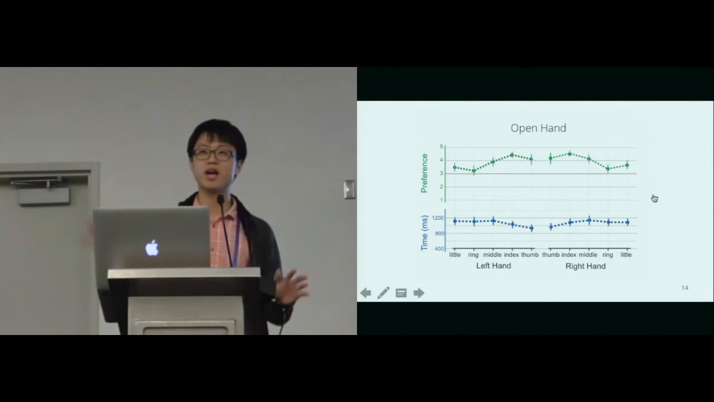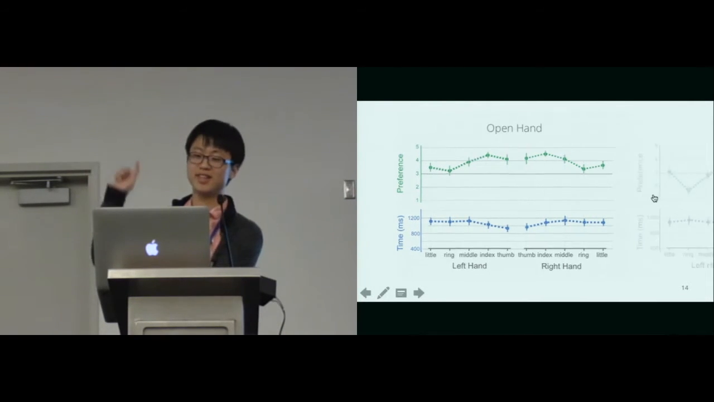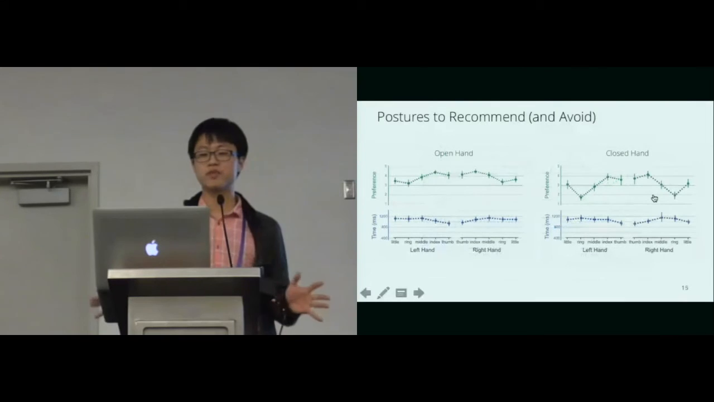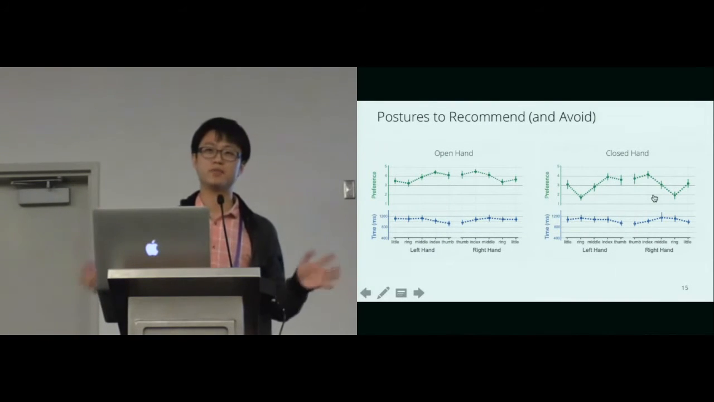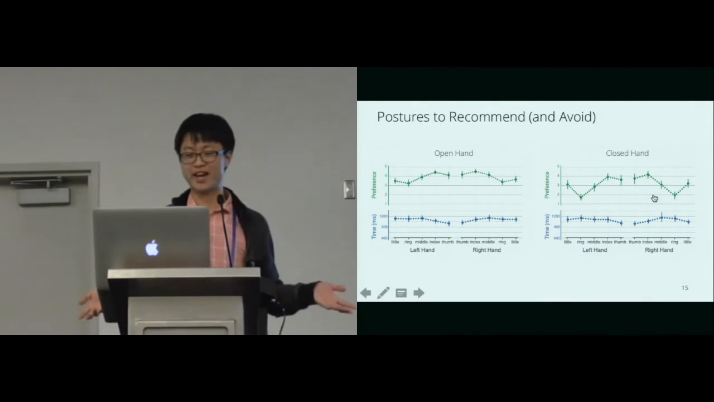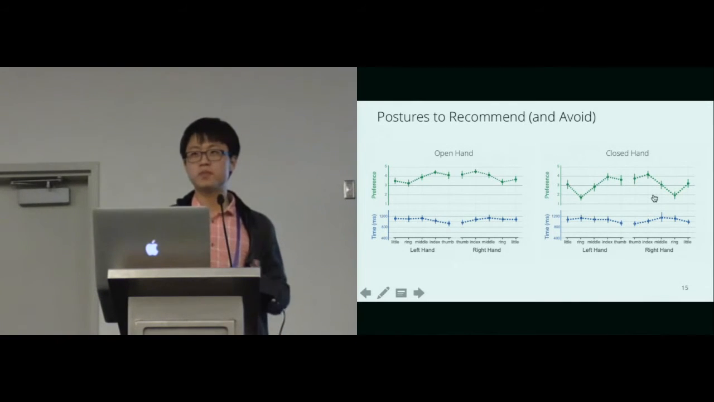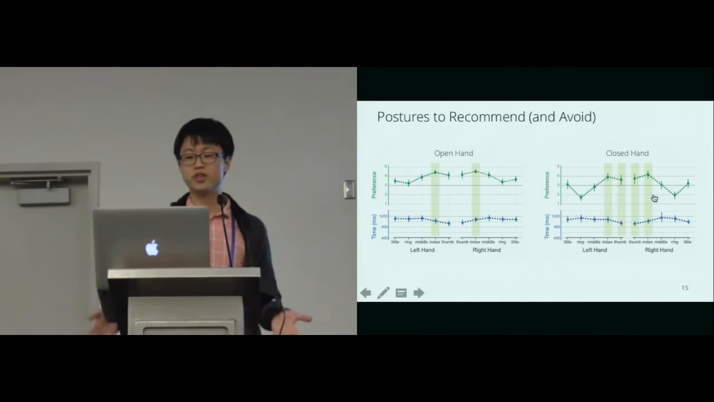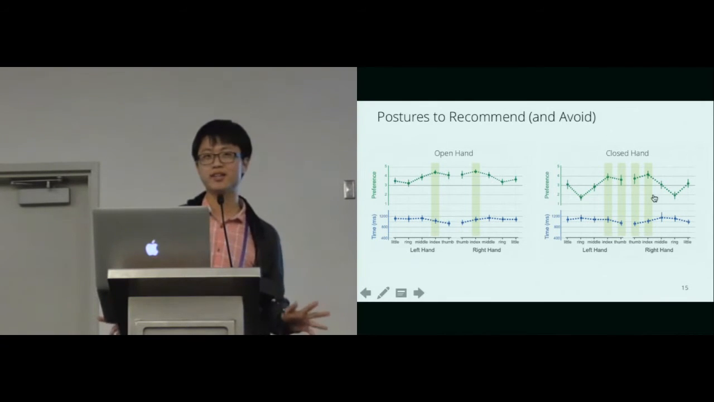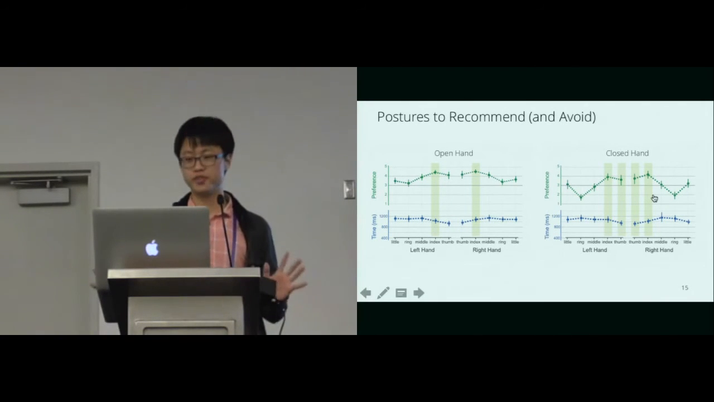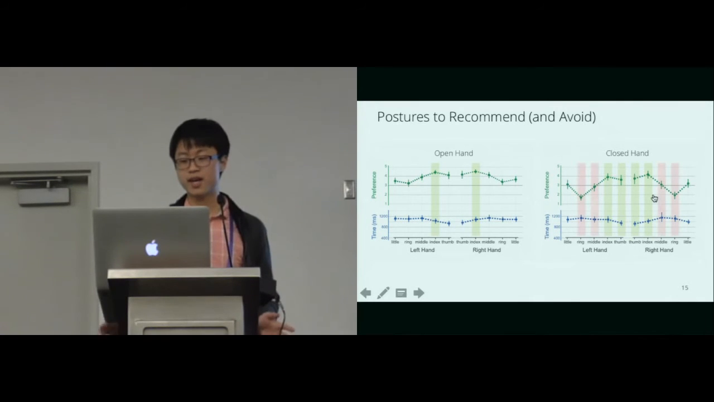We have open hand versus closed hand. If you look at both graphs, you can see the symmetric pattern between the dominant hand and non-dominant hand. So we came up with a guideline based on what finger and what hand pose to use. There are recommended postures like index finger with either open or closed hand. They are fast and highly preferred. Also thumb with closed hand.